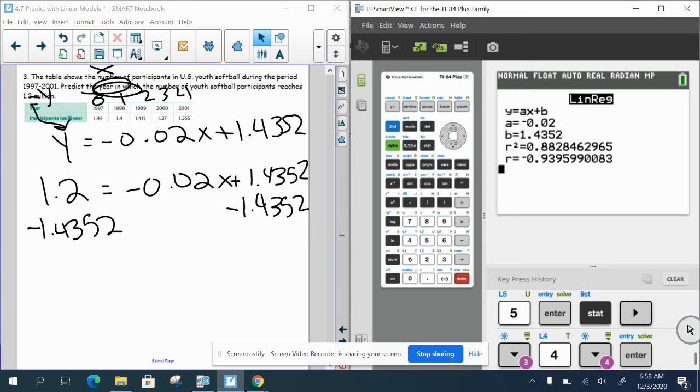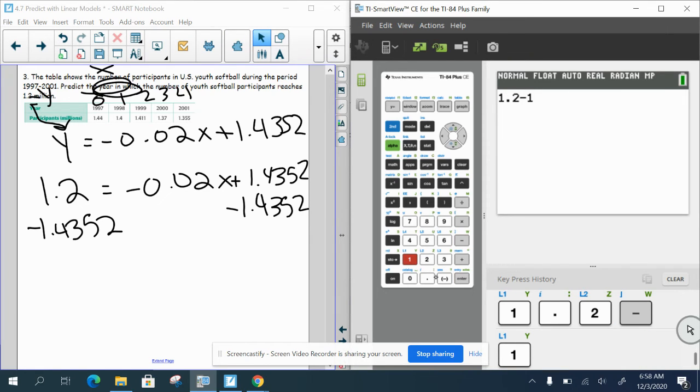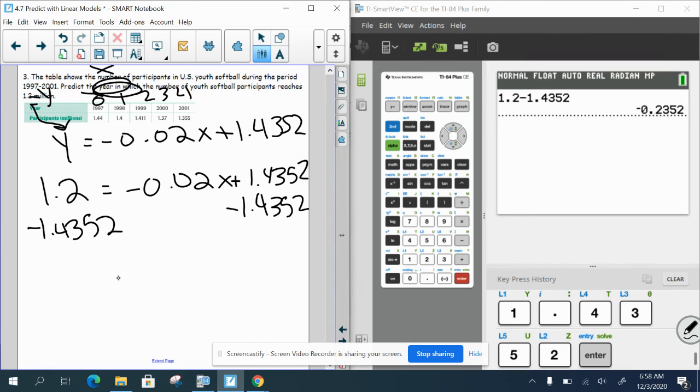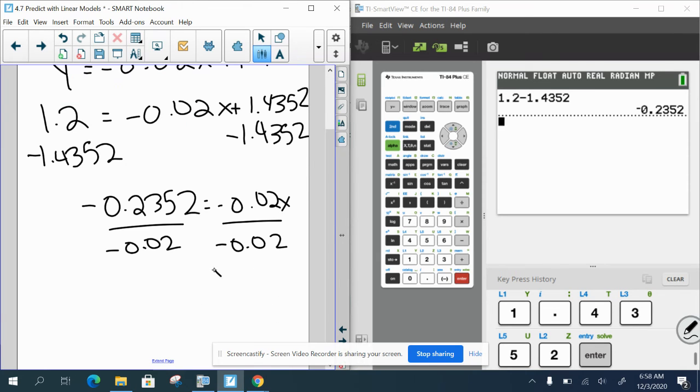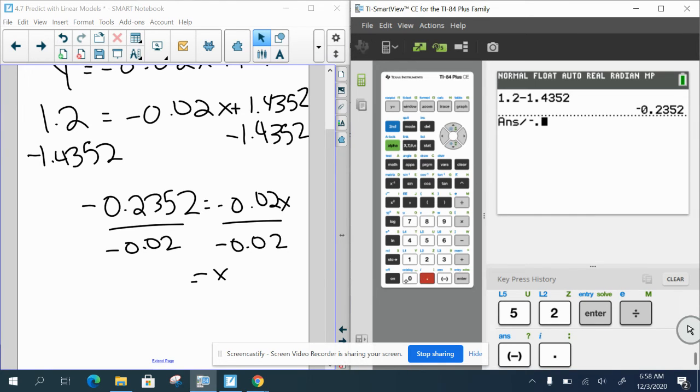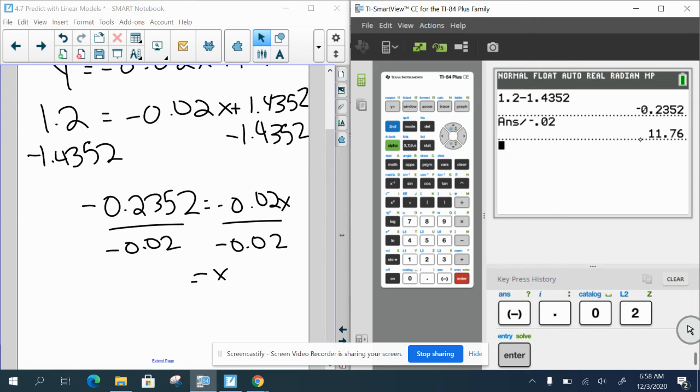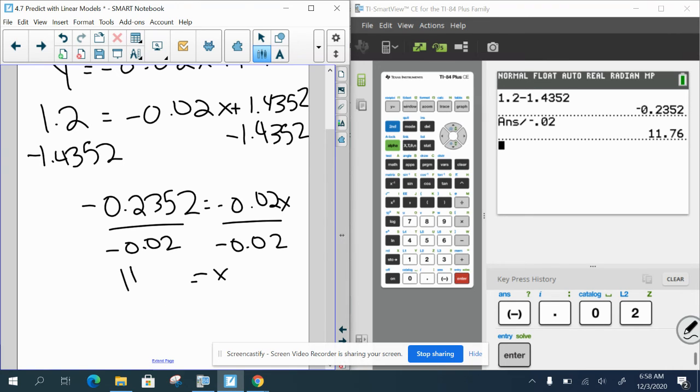All right, so we'll do 1.2 minus 1.4352. That should give us a negative number, but that's okay because the other side is also negative. Okay, then we'll divide both sides by negative 0.02. So if you just take this divided by negative 0.02, you get 11.76. Okay, so that would be in the year between a year 11 and year 12.